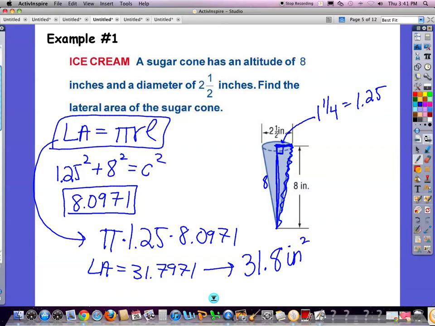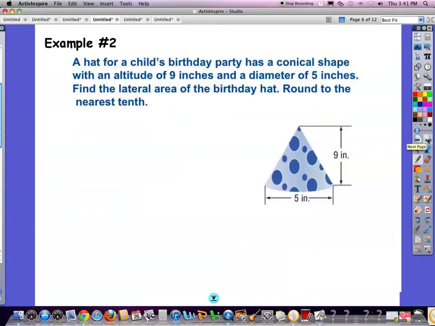Okay, example 2. A hat for a child's birthday party has a conical shape with an altitude of 9 inches and a diameter of 5 inches. Find the lateral area of the birthday hat. Round to the nearest tenth. So we've got pi r L again. And once again, I need to figure out my radius. It'll be half of this, so 2.5.